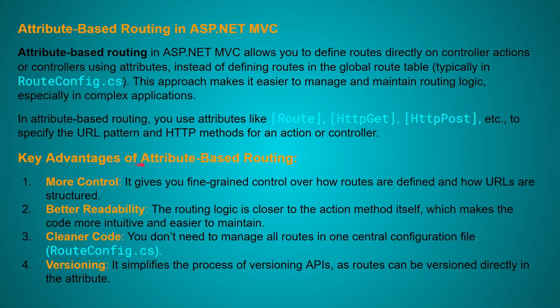Key advantages of attribute based routing: more control. It gives you fine grained control over how routes are defined and how URLs are structured. Better readability. The routing logic is closer to the action method itself, which makes the code more intuitive and easier to maintain. Cleaner code. You don't need to manage all routes in one central configuration file. That means RouteConfig.cs. Versioning. It simplifies the process of versioning APIs, as routes can be versioned directly in the attribute.